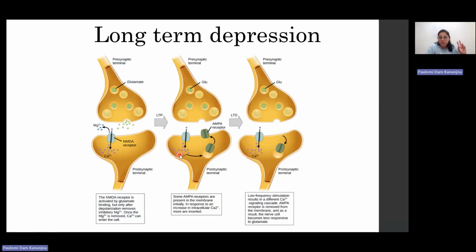Your synaptic balance is disrupted. So all of these are part of your long term depression, right? So you have low frequency stimulation, and this is when your cell becomes less responsive, so glutamate, right?